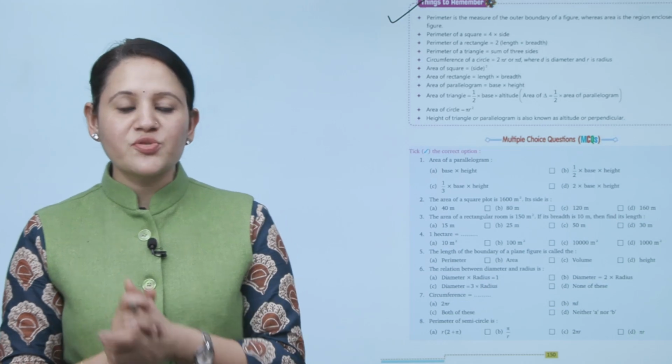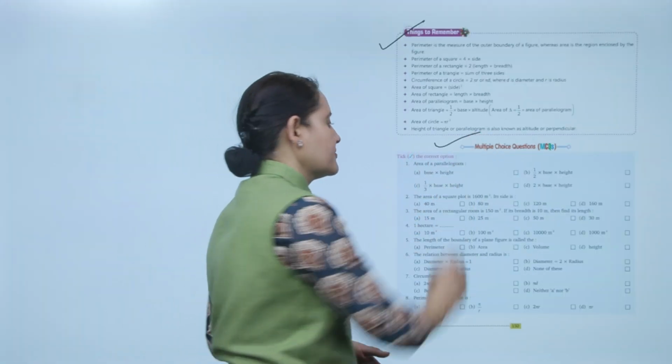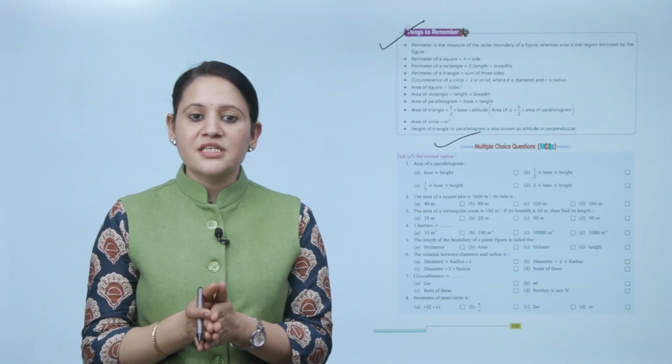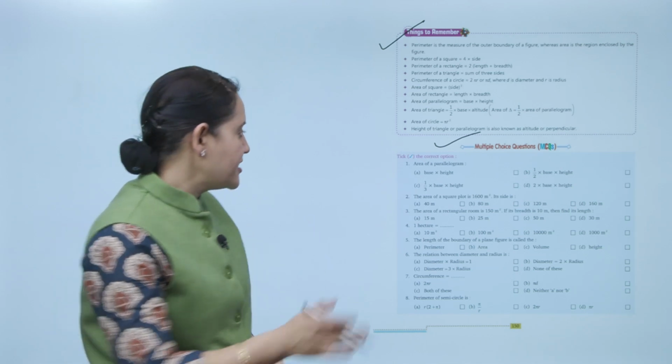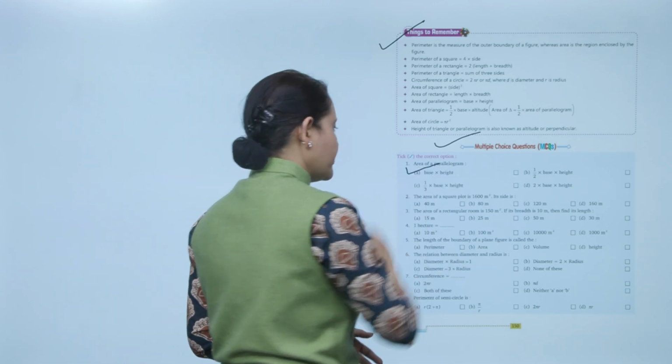Next is multiple choice questions. Tick the correct option. Area of parallelogram is equal to base into height. So A is the correct option.